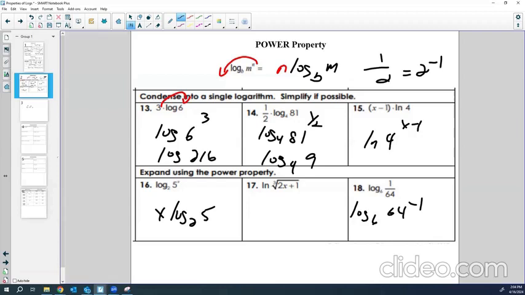Yes, and the -1 now goes to the front. Everybody see that? So that becomes -1 log base 6 of 64. And we can drop the 1, because we don't write -1 log, it's just negative log.